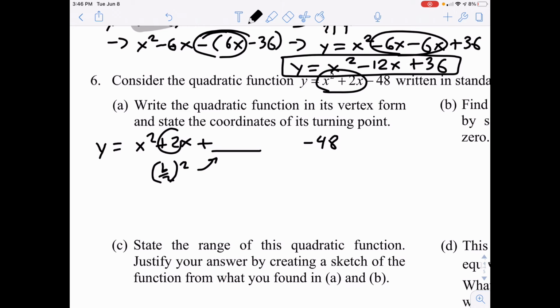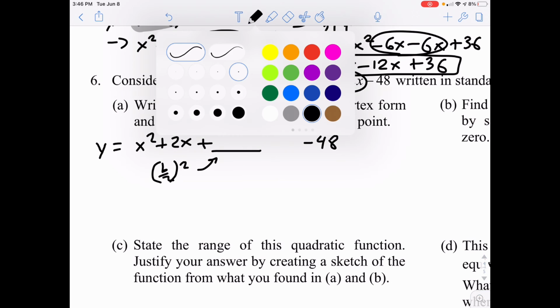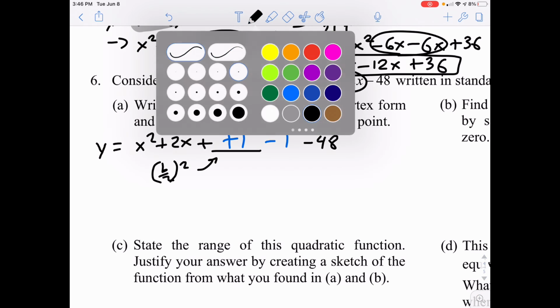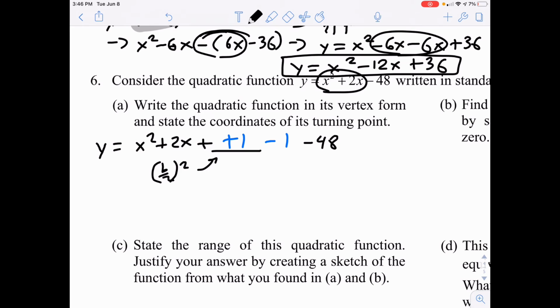B is 2, so let's go 2 divided by 2, that would be 1. Square it, 1 squared is 1. So we're going to be adding 1 here, but we have to subtract the same amount. Okay, section that off.